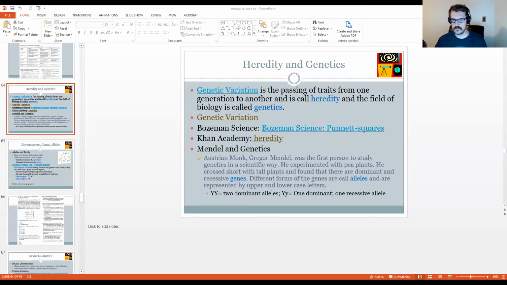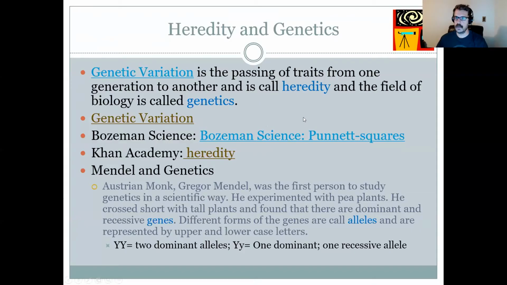We're talking about reproduction and heredity today. So let me just share this PowerPoint. So heredity and genetics. So basically what this is, is how species reproduce. Basically all living species reproduce in some way.